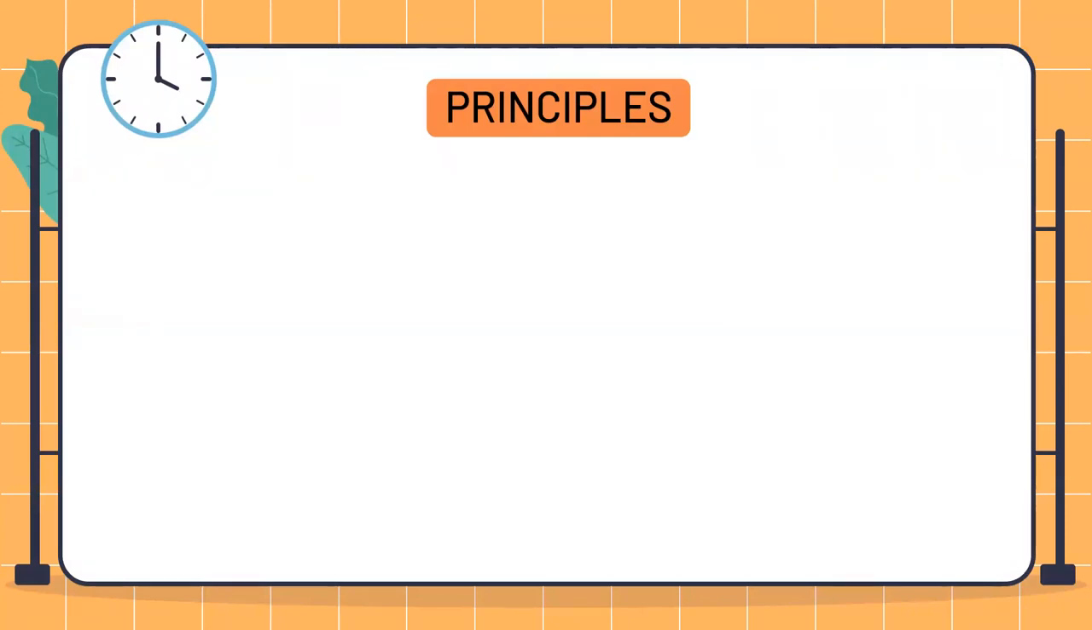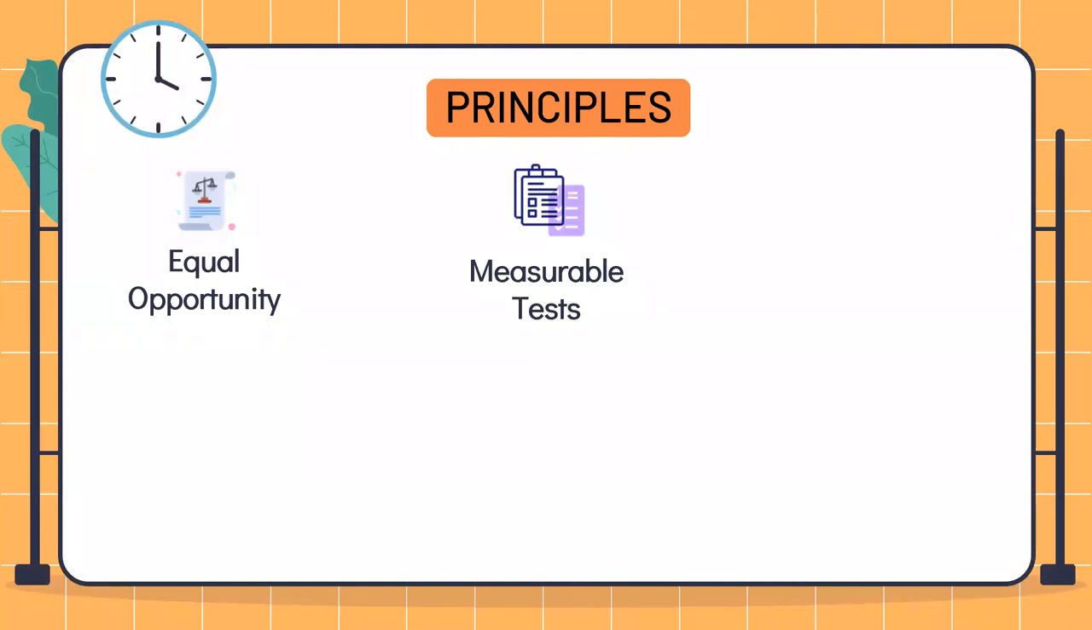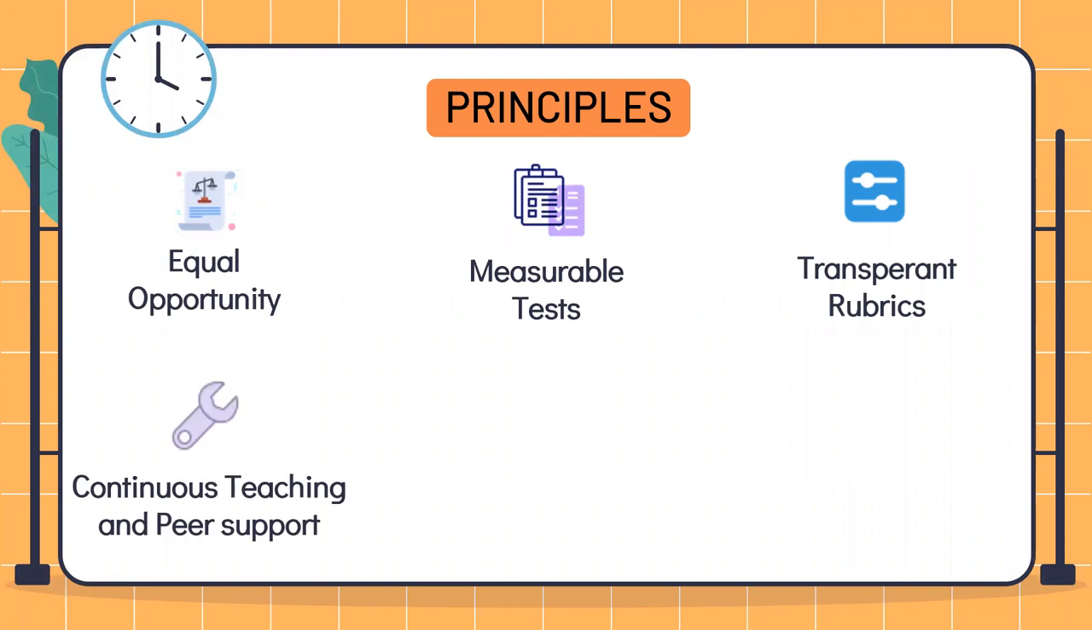Now, having understood the concept of competence, let us discuss the principles that one needs to follow while implementing competency-based learning. The first principle is we have to give equal opportunity to all the students to express their views, their opinions, or clarify their doubts. Second, the test designed by the teacher should be measurable so that the learners know to what extent they have performed. Third, as a teacher, when I design a task, I need to also formulate certain rubrics on the basis of which the learner will be evaluated. And these rubrics have to be shared with the learners so that they are able to prepare according to the requirements of the task.